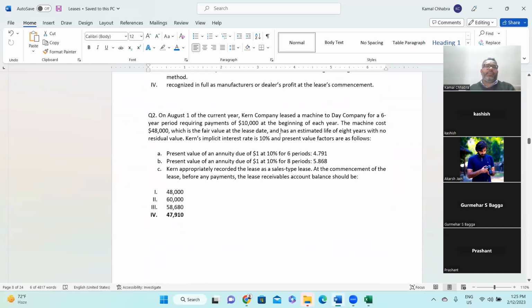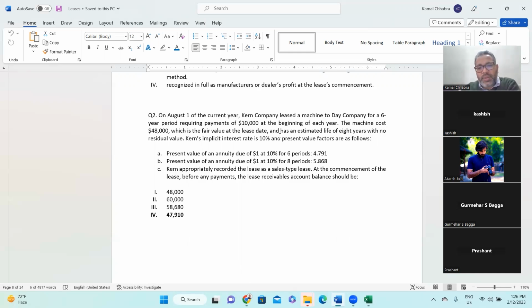Cool. Question of the day. On August 1st of the current year, K company leased a machine to D company for a 6-year period, requiring a payment of $10,000 at the beginning of each year. Whenever you have a present value question, it is very important whether the installment is at the beginning or at the close. Accordingly, you need to select the PV table. The machine cost is 48,000, which is the fair value at the lease date. So the fair value of the machine today is 48,000, right?